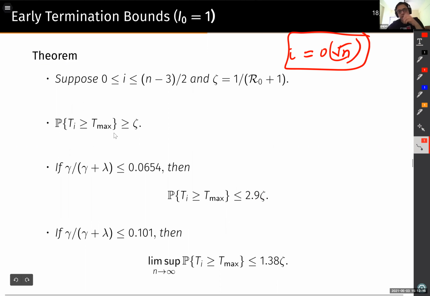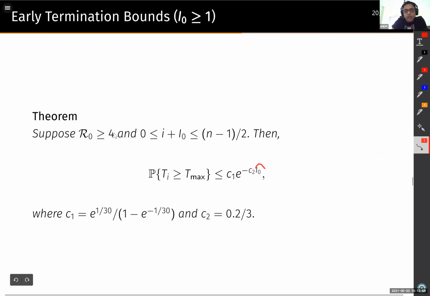All right. Then we also have one more result relating to early termination. This basically concerns the case when the value of I0 is bigger than 1, in particular, I0 is very large. How large I will explain in the next slide. Here we require that R0 be greater than or equal to 4, and this condition be satisfied, that is, the value of I and I0 be approximately n over 2. Then one can show that the probability that Ti is greater than Tmax is upper bounded by some constant times e to the power minus c I0.